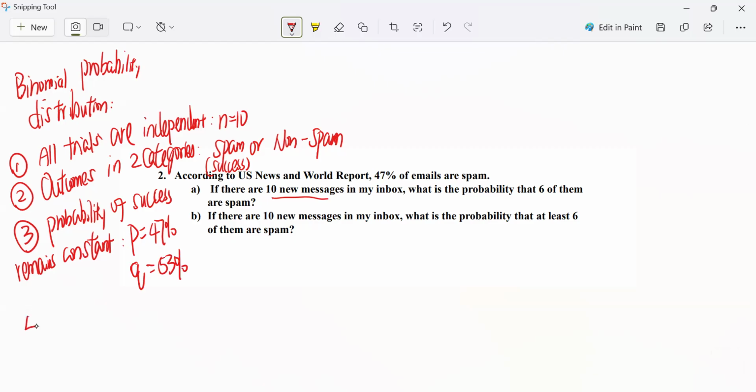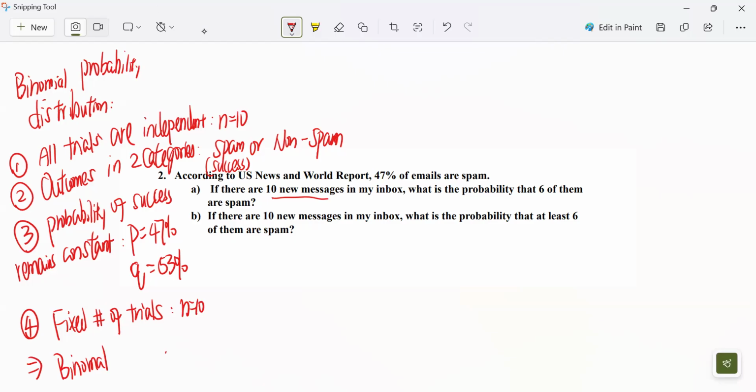And then the last one: a fixed number of trials, right? In this case, there are only 10 trials, so it's definitely a fixed number. Once we have checked, indeed it's a binomial distribution. Then we can do the calculation.